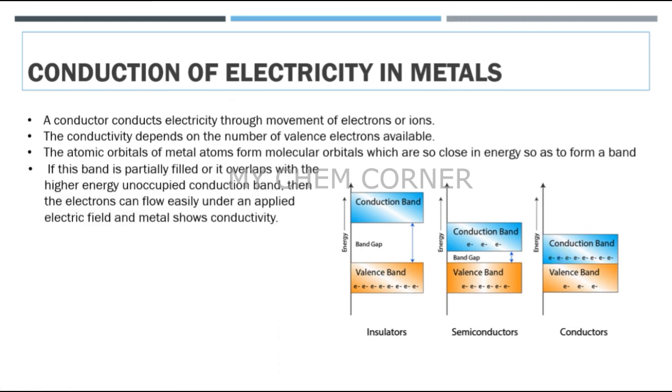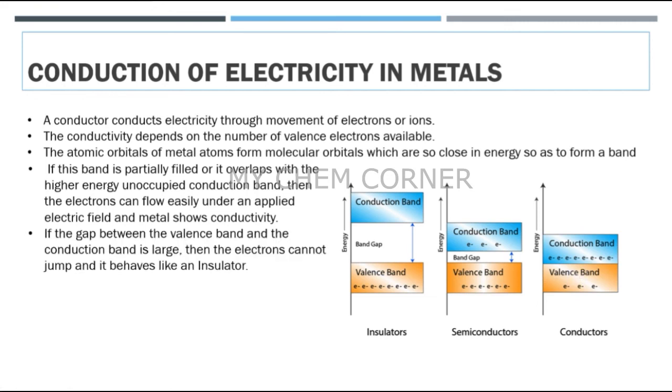Now if this band is partially filled or it overlaps with the higher energy unoccupied conduction band, then electrons can flow easily. So if the conduction band is very close to the valence band, which means you don't have to apply much energy for the electrons to jump, in that case you will have conduction easily. Or if you have a partially filled orbital also, these electrons can jump easily, and it can show conductivity also.